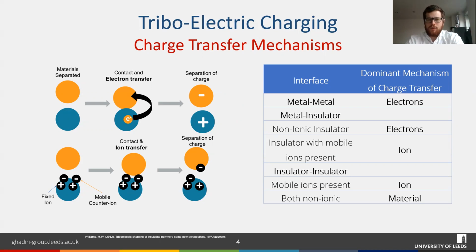Which mechanism is dominant is very much dependent upon the materials that are interacting with each other. For the case of 2 metals, that would likely be dominated by electrons, whereas for a metal and an insulator, it depends on whether mobile ions are present. If they aren't, it will likely still be electrons, whereas if they are, it will be ions. And then when you have 2 insulators, again, it's dependent upon the mobile ions. If they're present, it'll be ion transfer. If they're both non-ionic, it will likely be material transfer.